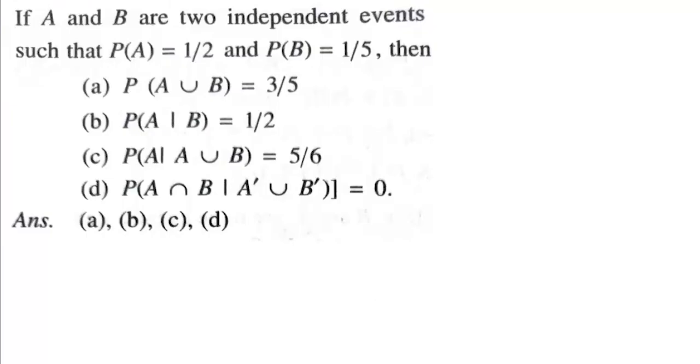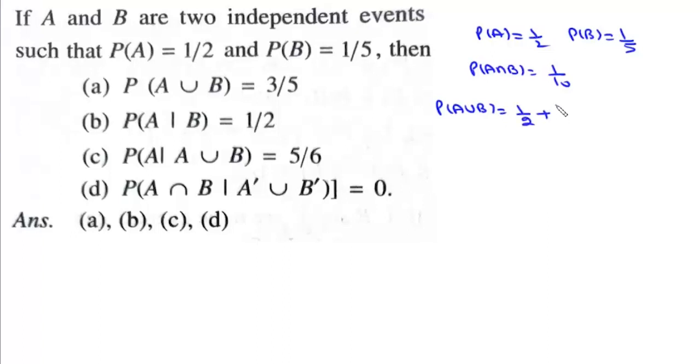Now here the question is, A and B are 2 independent events such that probability of A is 1 by 2, probability of B is 1 by 5, and since they are independent, probability of A intersection B will be PA into PB, which is 1 by 10. Now using this, we can calculate probability of A union B, which is probability of A plus probability of B minus probability of A intersection B. So that will be 6 by 10, and 6 by 10 is 3 by 5. That means option A is correct.